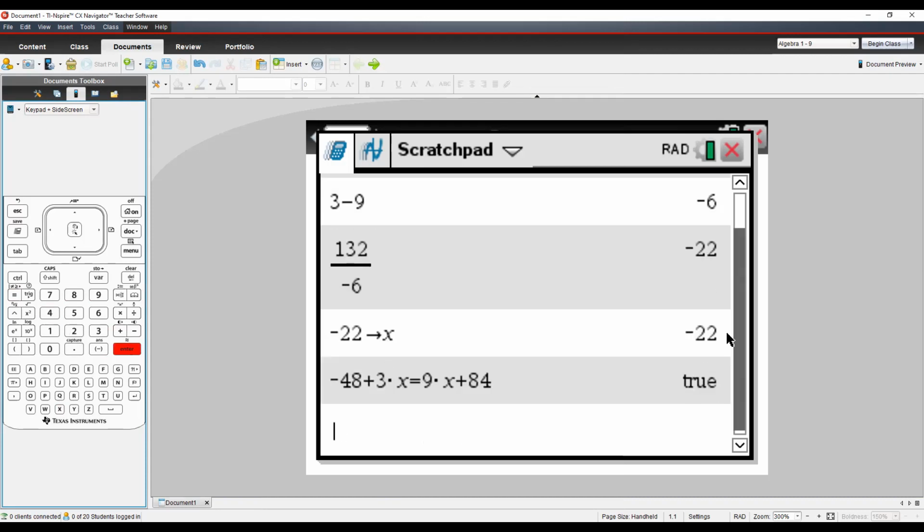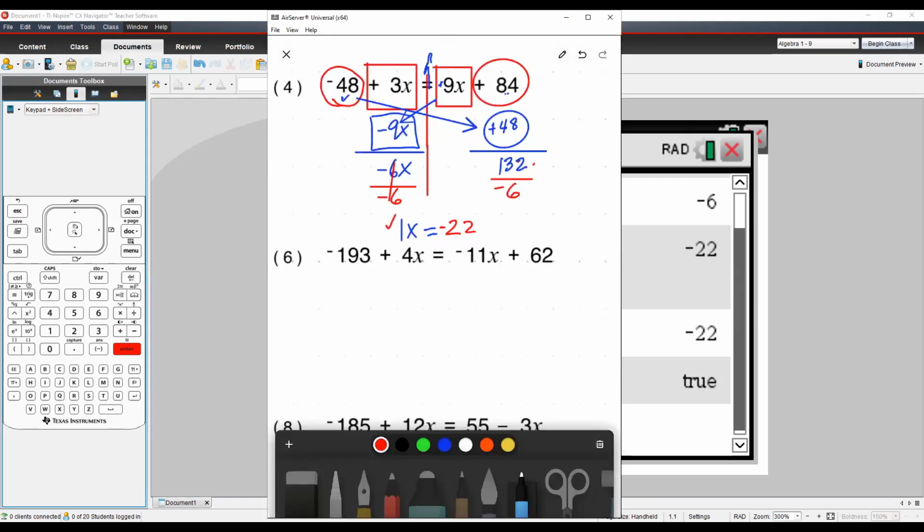And it says true, so that means we've checked our answer. That means this is correct. All right, so that's how you do boxes and circles. Always box up everything that has an X. If it doesn't have an X, you put it in a circle. And then circles go with circles and boxes go with boxes. The only rule is if you cross the line, you have to change the sign. That's the rule. Cross the line, change the sign.